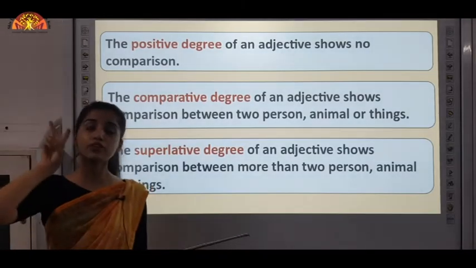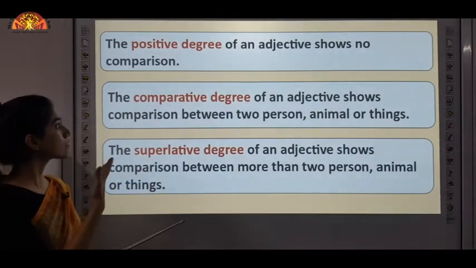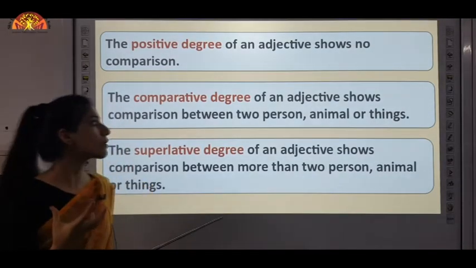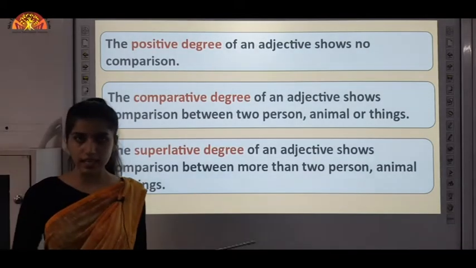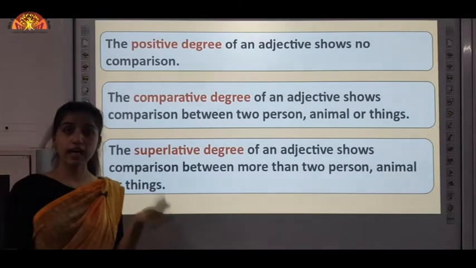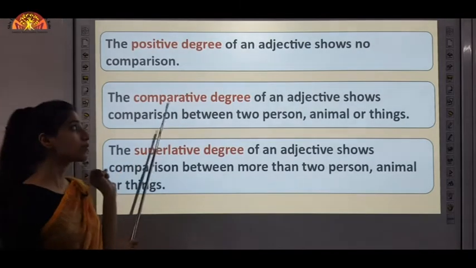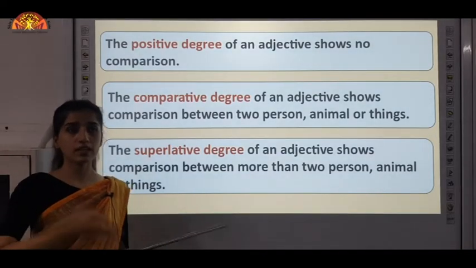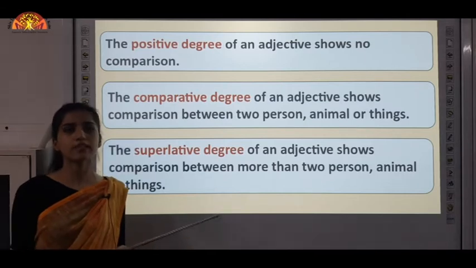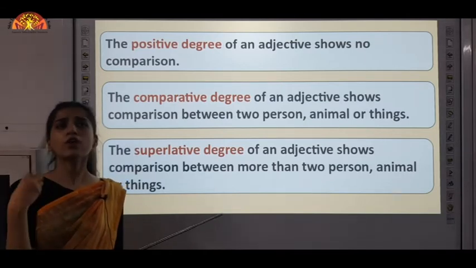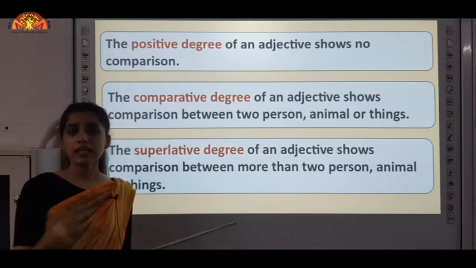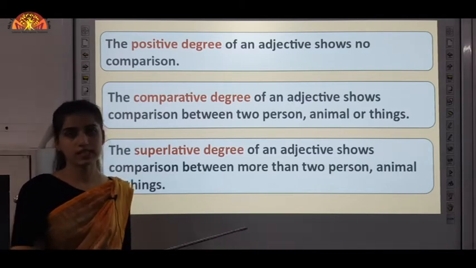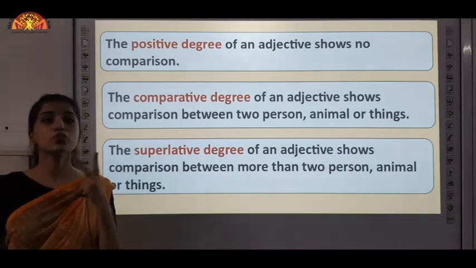If I have to show comparison between 2 things, then I will tell it what kind of adjective it is. It is a comparative degree of an adjective, I can say. So when I have to show the comparison between 2 things, I will be using comparative degree. Let's check this comparison of degree. With the comparative degree, the word "than" is usually used in a sentence to show the comparison between 2 things.